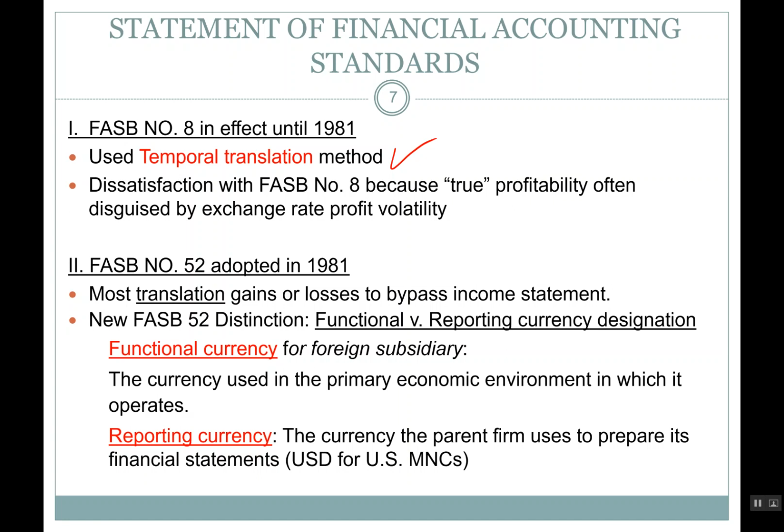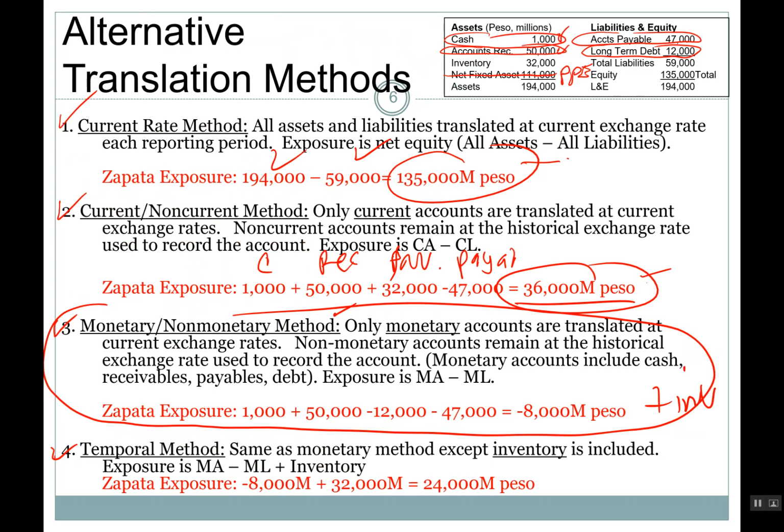So, 1981. Up until 1981, it was the temporal method. So it's this method here. All monetary accounts and inventory get revalued. All property, plant, equipment, other stuff just stays. Okay? Simple rule.